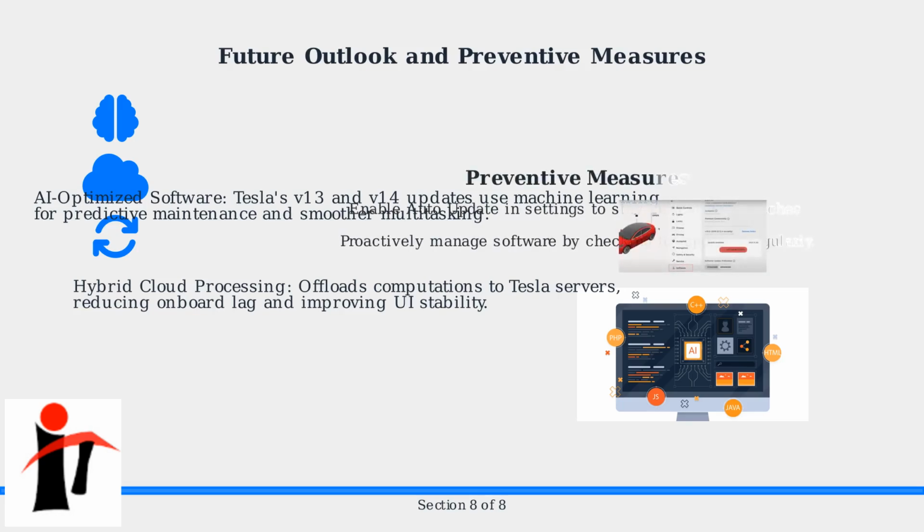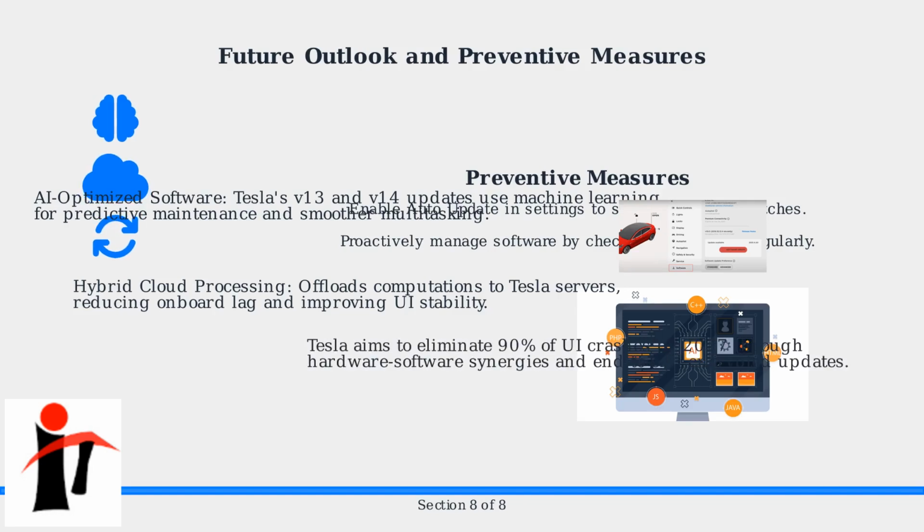To prevent issues, enable auto update in your Tesla settings and proactively check for software updates regularly. Looking ahead, Tesla aims to eliminate 90% of UI crashes by 2027 through integrated hardware-software solutions and secure updates.